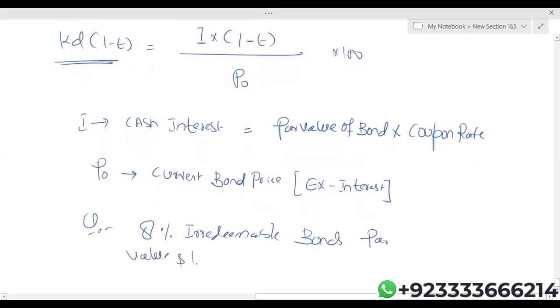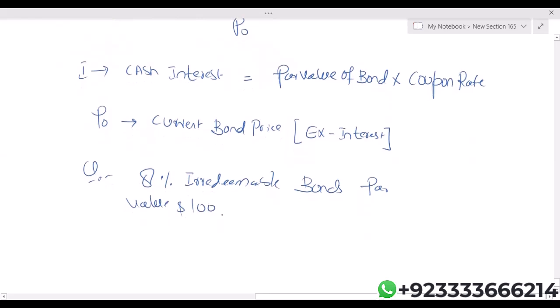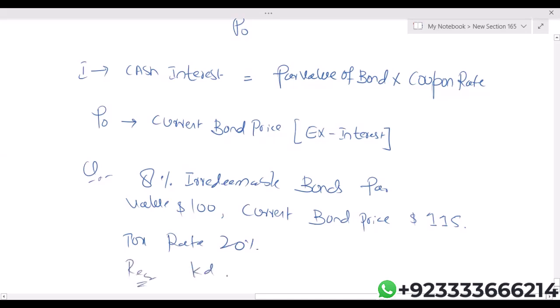Par value 100. Current bond price is 115. Tax rate is 20%. Required: KD1 minus T. Students, quickly answer, please. What is KD1 minus T? Okay, student is saying 5.6.